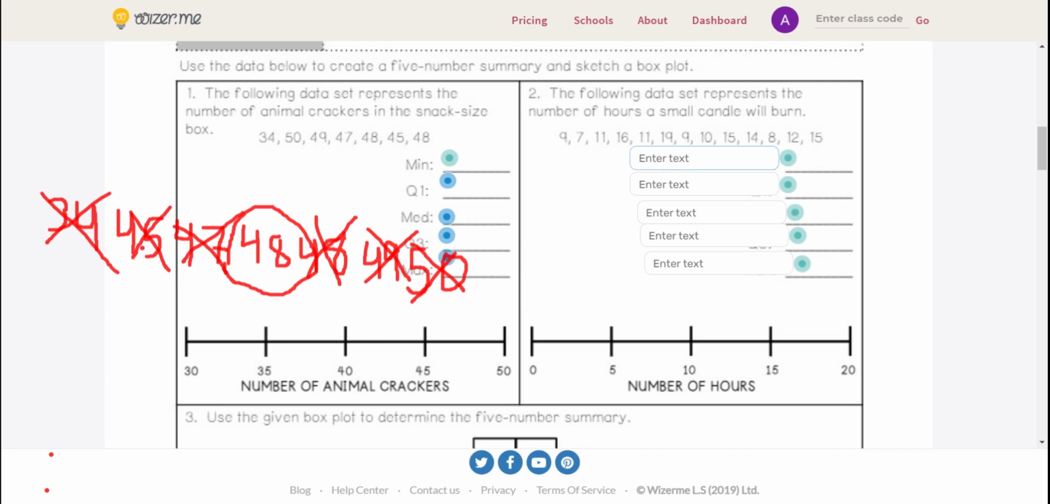Okay, you're going to do the same thing on number 2. So I'm not going to do that with you because there's way too many numbers to write there.